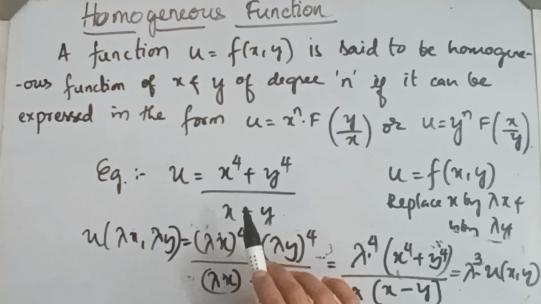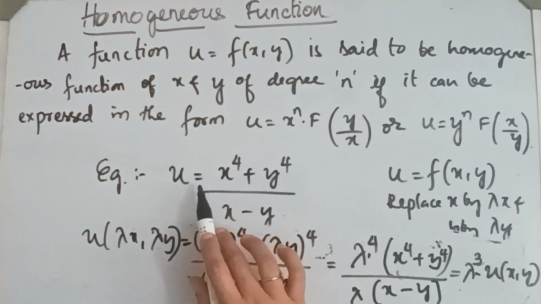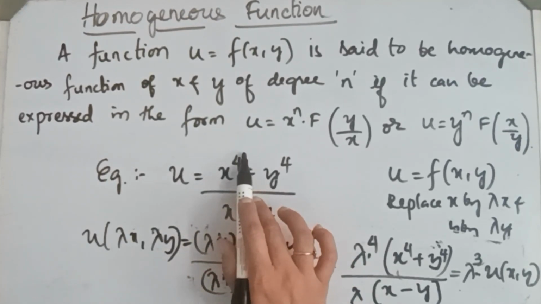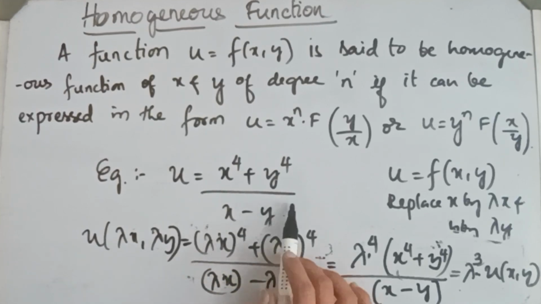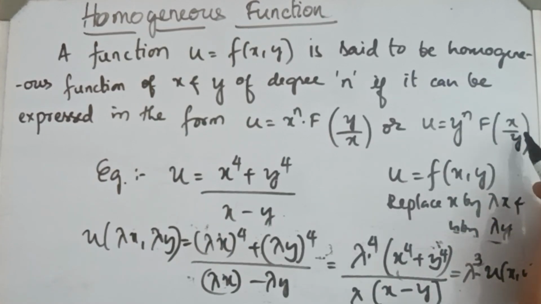You can check this as homogeneous by taking y power 4 common as well. That is, if you take y power 4 common, you will get x by y power 4 plus 1 divided by y into x by y minus 1. So you will get a function y cube into a function of x by y.